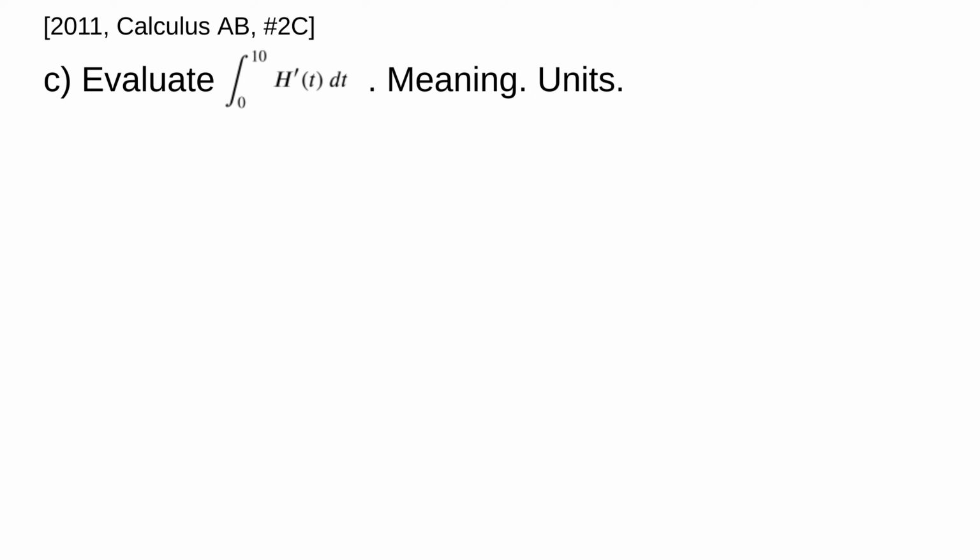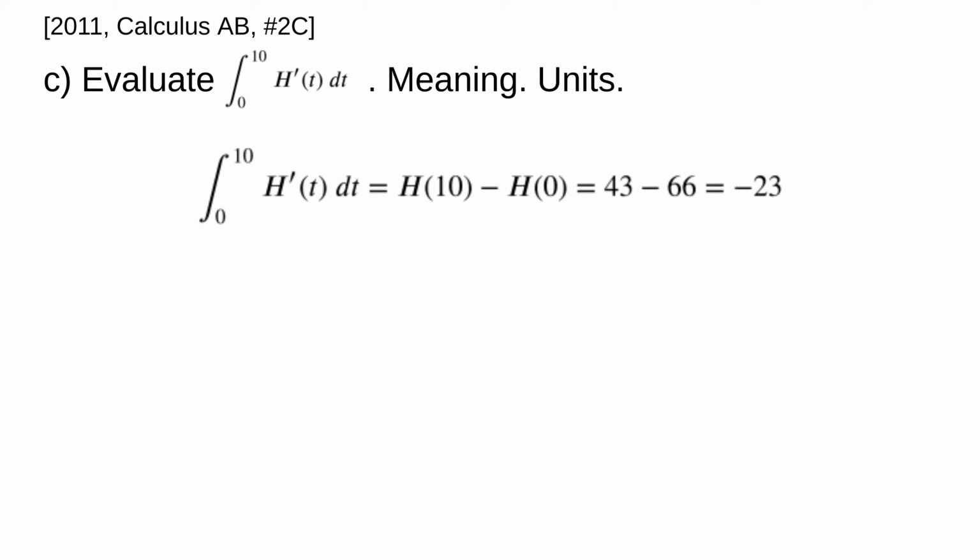In part C, we are asked to evaluate the integral from 0 to 10 of h prime of t dt, explain its meaning, and provide the units. The integral that we're trying to find here is of the derivative of h, which means h is an antiderivative of this function. Using the fundamental theorem of calculus, the integral from 0 to 10 of h prime of t dt is just going to be h of 10 minus h of 0. Those are in the table. Using the values in the table, that is 43 minus 66, which is negative 23. So that would be the value of that integral.